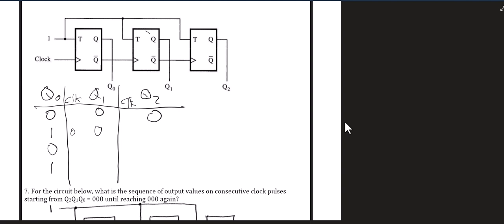Now, the next clock cycle, we have Q0 is 0, which means Q bar is 1. So our clock is now 1. Okay, so now something is going to happen. The clock is 1. We just reached an active edge, and it's a T flip-flop, and the input is 1, so it's going to toggle. So it'll be 1. Now, on the next cycle, Q0 is 1, so that means Q bar is 0, so that means no change.